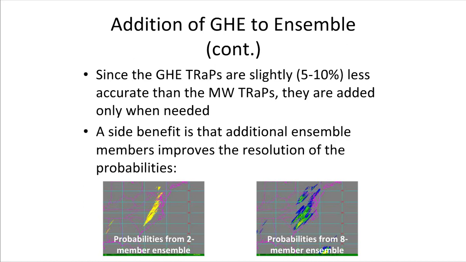So the objective was to use enough GHE members to allow us to consistently create an ensemble, but not enough to degrade the forecast. The more ensemble members we have, the better the probability resolution. If we have only two ensemble members, the only possible probabilities are 0, 50, and 100%, whereas with eight members, the possible probabilities are 0, 12.5, 25, 37.5, then going up to 100%. Actually, the probability values will vary a bit more than that because the different members will have different weights, but this gets the idea across.